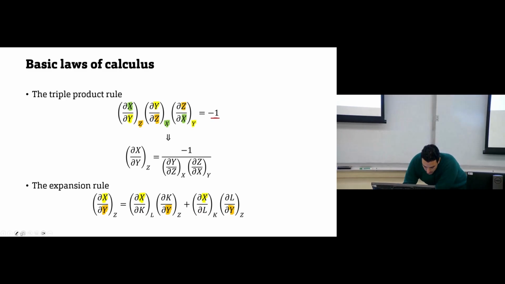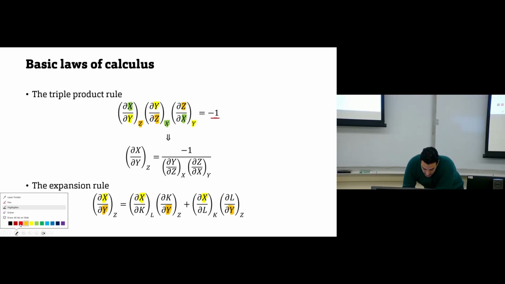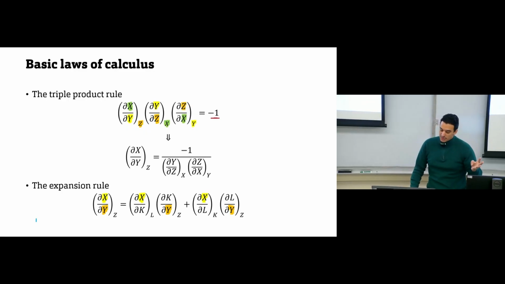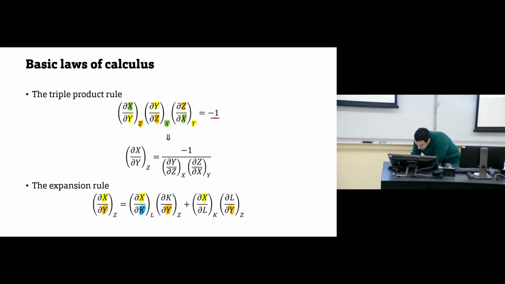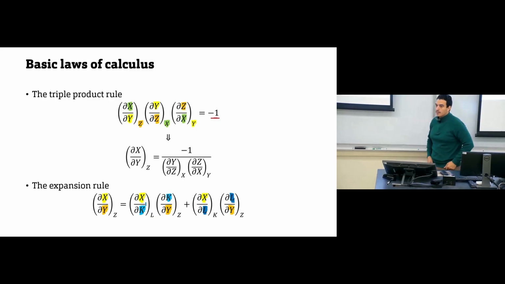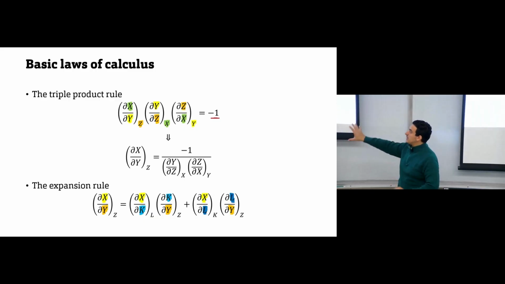Okay. Then it's called expansion because we are adding more variables to this one. So we start with x, y, z, but we add two more variables. The first one is k, and the second one is L. So again, it's important to put it in this order. Don't mess with the arrangement of the variables in this one.